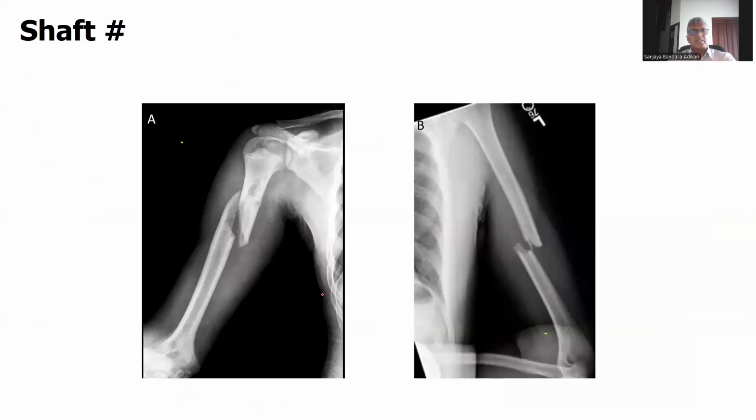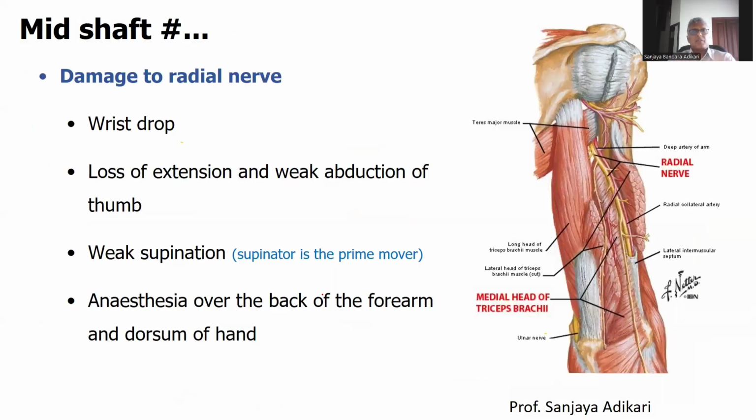Then shaft fractures can happen in the upper part, lower part, or in the middle. If you concentrate on the midshaft humeral fractures, they pass through the radial groove, and the structures in the radial groove can get damaged. So the radial nerve and the profunda brachii artery, or deep artery of the arm, can get damaged. When the radial nerve is damaged in the radial groove, there will be wrist drop in the patient.